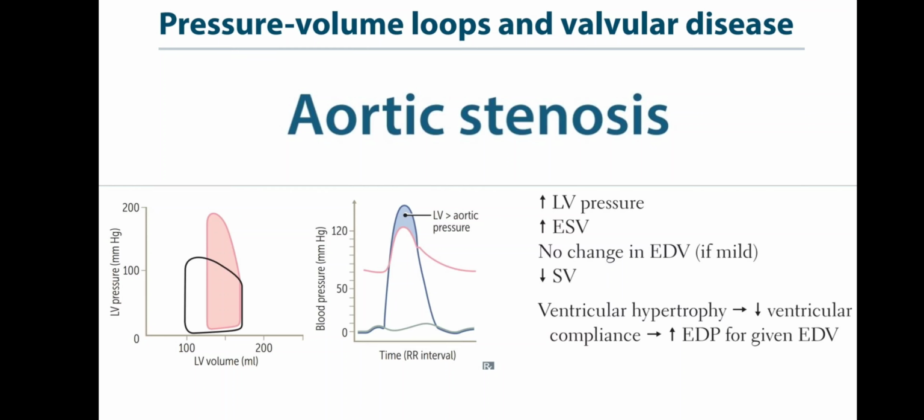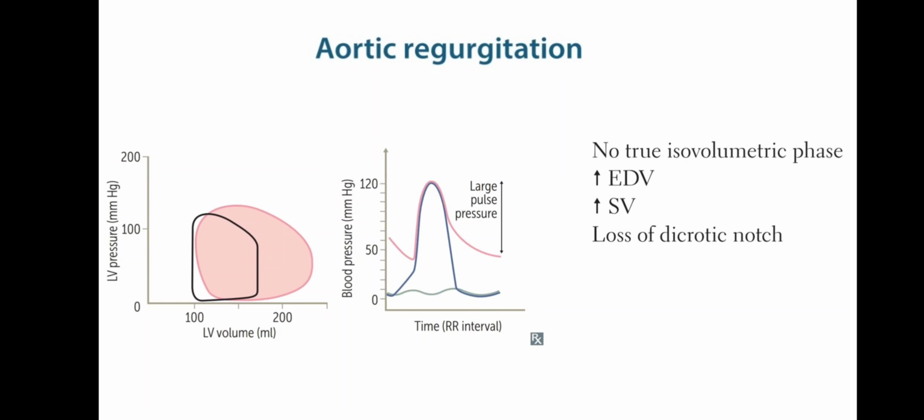Ventricular hypertrophy leads to decrease in ventricular compliance, leading to increase in end diastolic pressure for a given end diastolic volume. In aortic regurgitation, there is no true isovolumetric phase. Along with that, there is increase in end diastolic volume and stroke volume, and there is loss of dicrotic notch.